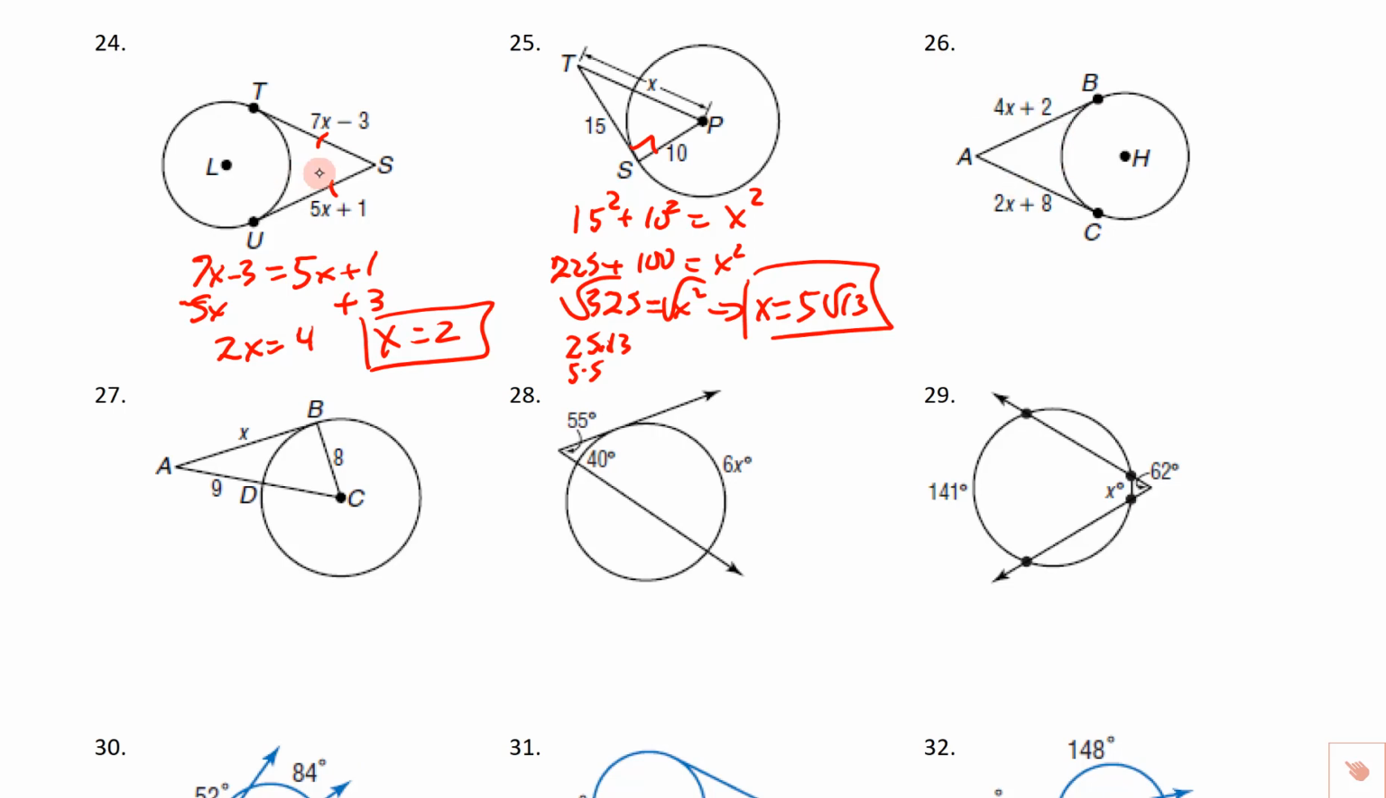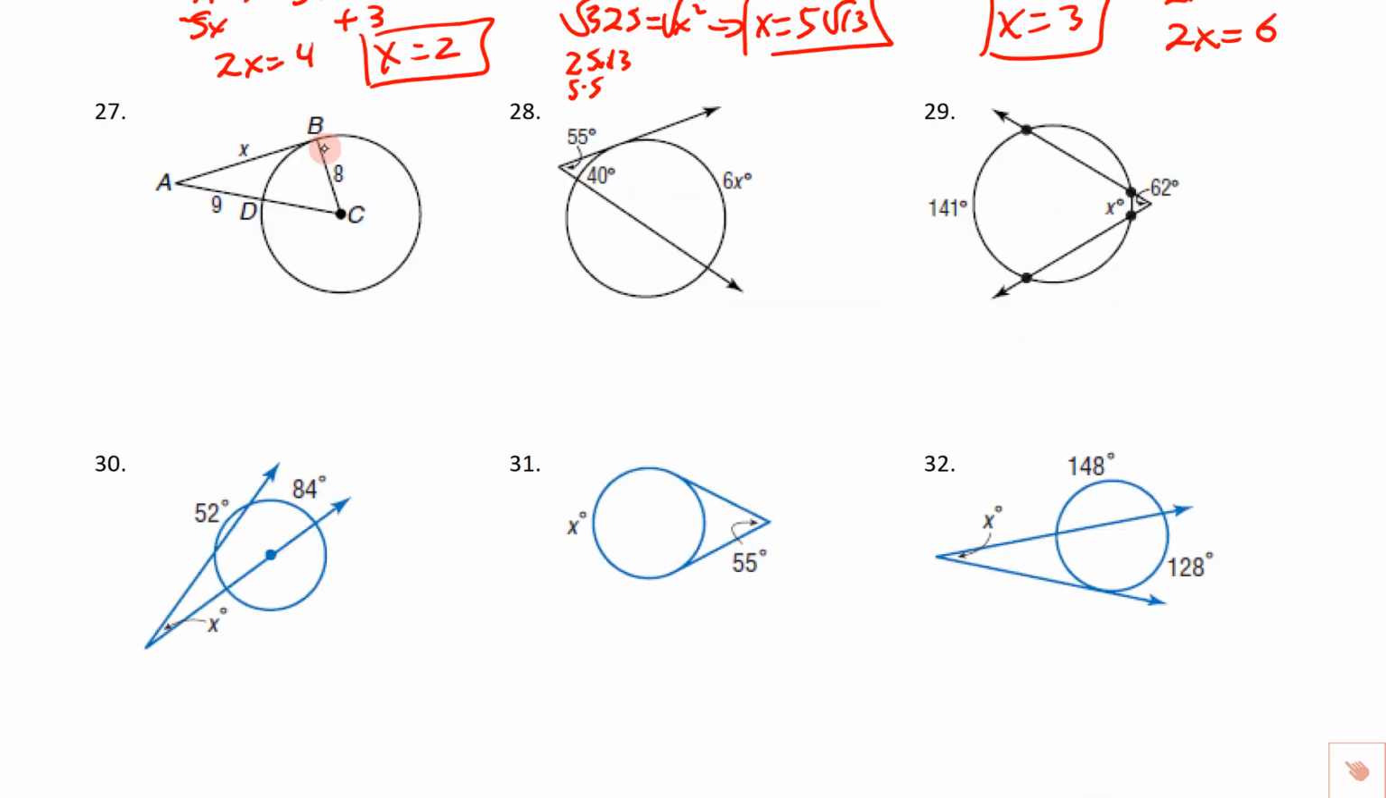Number 26 is the same as this first one right here. We've got two tangents that are congruent to each other. So this is going to be 4x plus 2 equals 2x plus 8. Move the 2x to the other side, move the 2 to the other side. So I get 2x equals 6, so we get x equals 3 on this one.